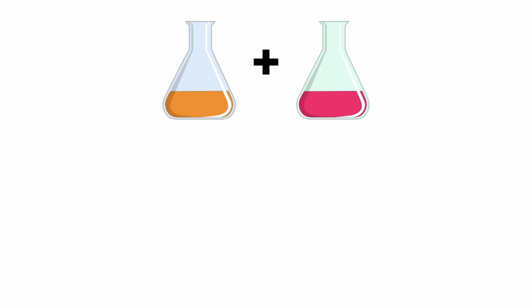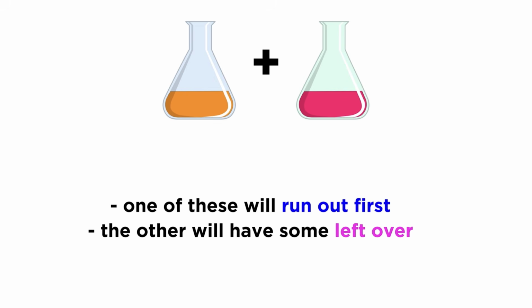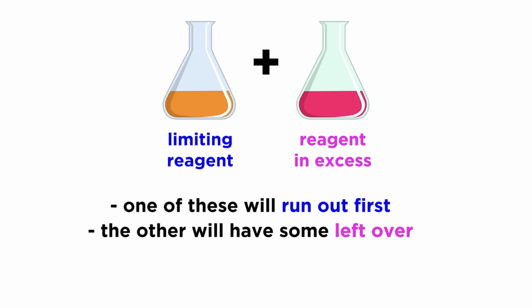We should also note that when we perform chemical reactions, it is very unlikely that 2 substances will be present in precisely the right amounts in order to both react completely. Inevitably, one substance will run out first, leaving some of the other unable to react. The reactant that runs out first is called the limiting reactant, or limiting reagent, and the one that has some left over will be called the reagent in excess.